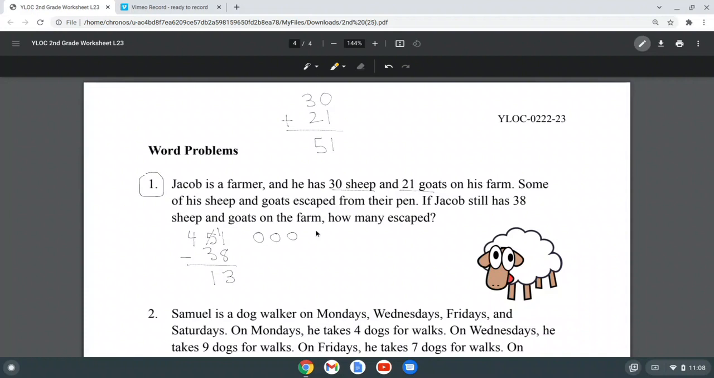So how many sheep and goats on the farm escaped? 13 sheep and goats. That is our last question.